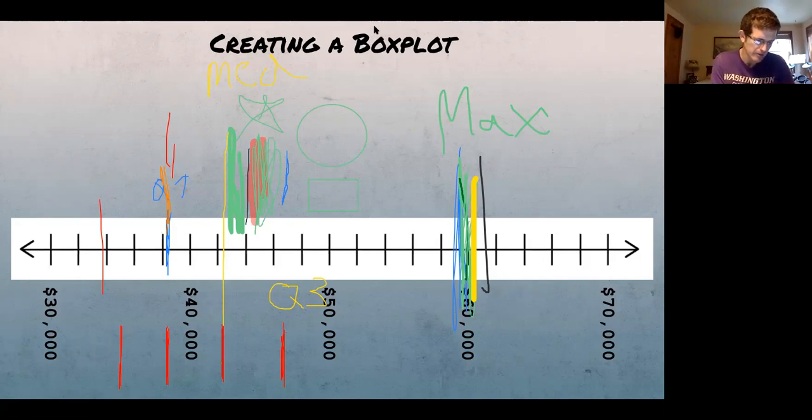So most people were able to get that just fine. So now that I've got these lines drawn, then it's just as simple as drawing a box over those, and then my whiskers like this, and what do you know, we have our box plot.